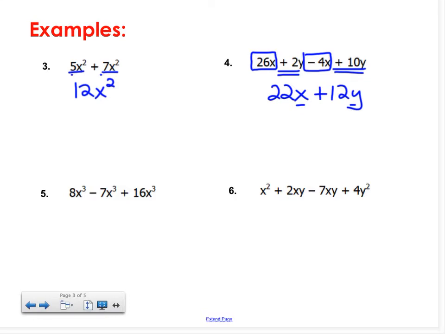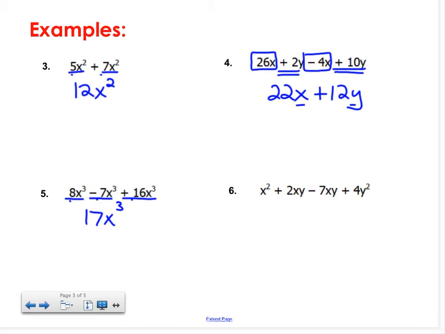Let's look at number 5. What do we have in common? Well, all of these terms have the same variable expression. They all have an x cubed. So let's combine all of those coefficients. I'm going to do an 8 minus 7, that would be 1, plus 16, that would be 17. So this is 17x cubed.